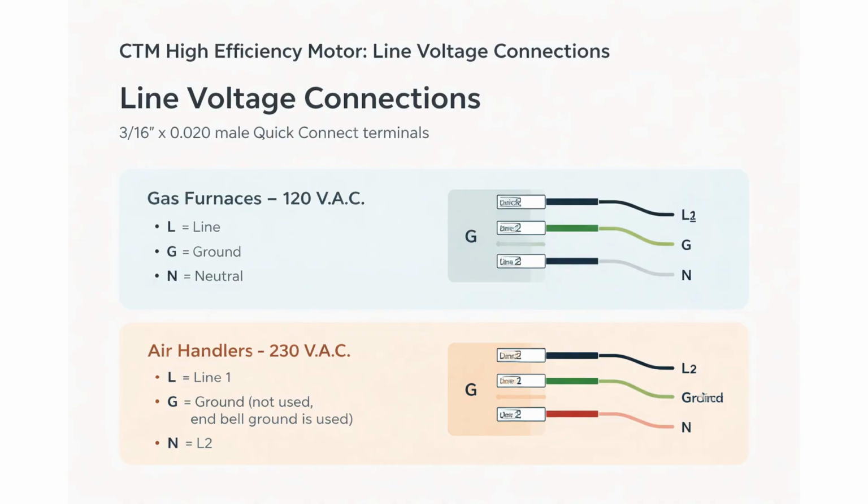For gas furnaces operating on 120 volt AC, you connect line to L, ground to G, and neutral to N. For air handlers operating on 230 volt AC, L becomes line 1 and N becomes line 2. In the 230 volt application, the G terminal on the module is not used. Instead, the motor is grounded directly to the end bell.